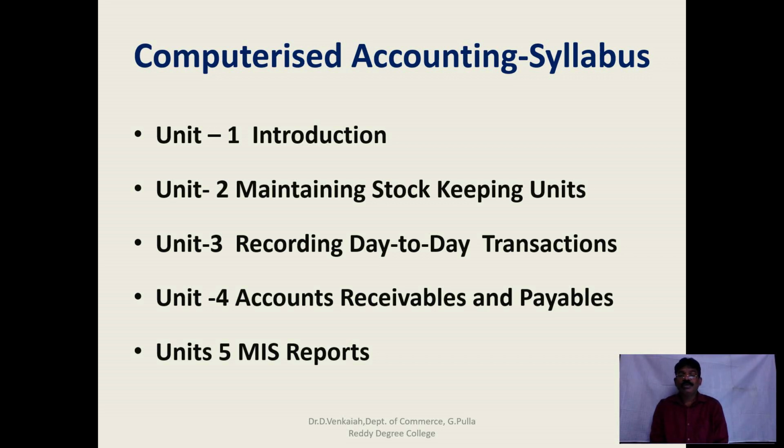Second unit is mainly stock group creation. Unit 3 is recording day-to-day transactions, which is nothing but voucher entry. Unit 4 is account receivables and payables. The most advantageous function in this computerized accounting is receivables and payment management. Then the last fifth unit is MIS reports, Management Information System reports, which are useful for the management to take decisions as well as statutory reportings.